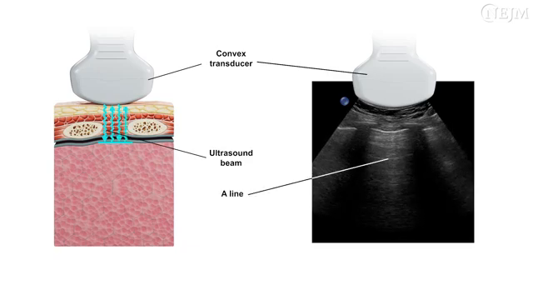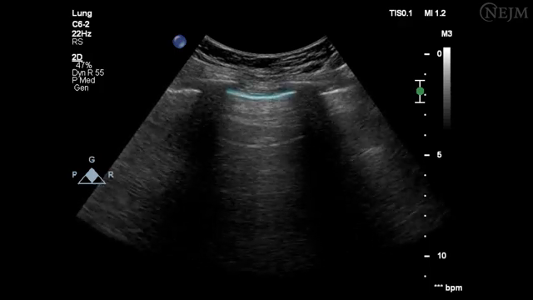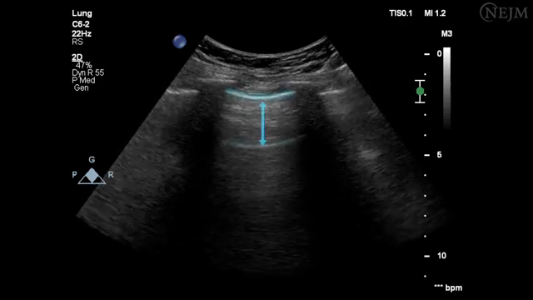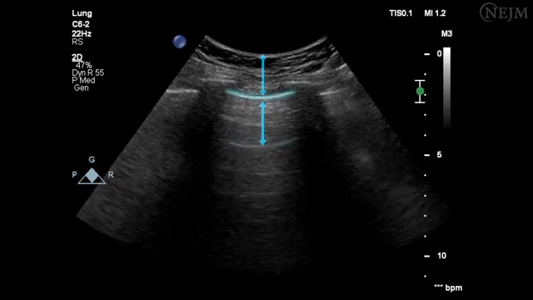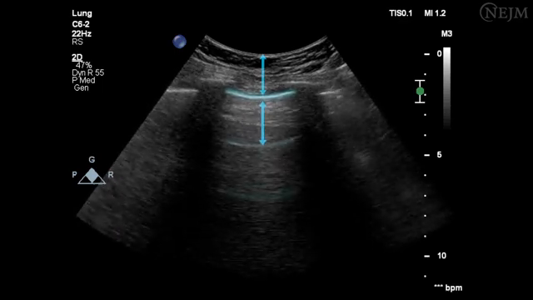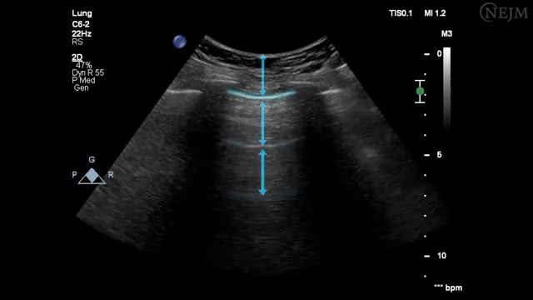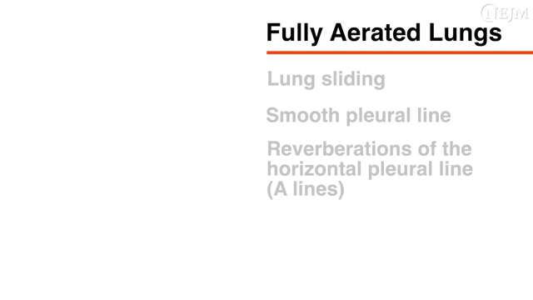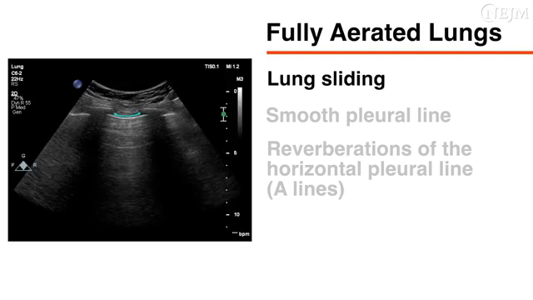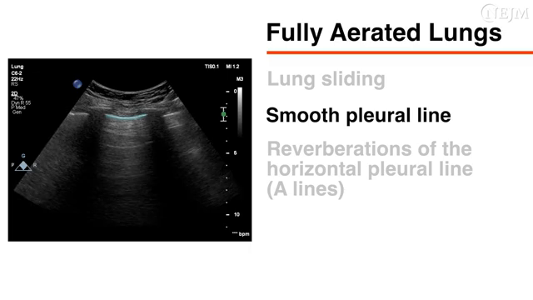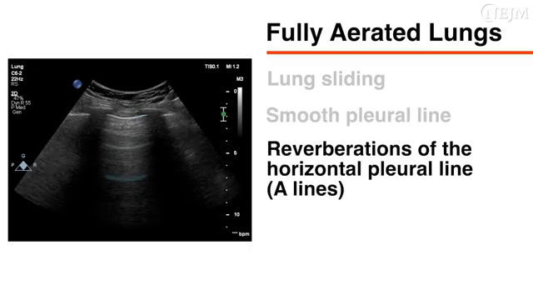The horizontal reverberations caused by fully aerated lungs are called A lines. The distance between the pleural line and an underlying A line is equal to the distance between the pleura and the ultrasound transducer. Several A lines may be visible and are always equidistant from one another. Fully aerated lungs have the following features: visible lung sliding in which the pleural line moves with respiration, a visible smooth and echoic pleural line, and visible A lines.